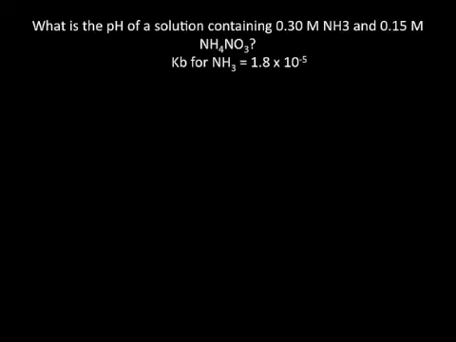We know this is a buffer solution because we have a weak base and the salt of that weak base, which serves as our conjugate acid. The other type of buffer you could have is a weak acid with a salt, which would then serve as the conjugate base. While we're looking at this, I'm going to go ahead and label it. NH3, the ammonia, serves as our weak base, and this NH4NO3 serves as our conjugate acid.